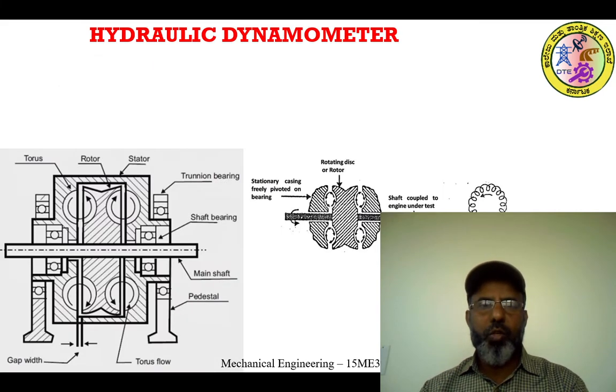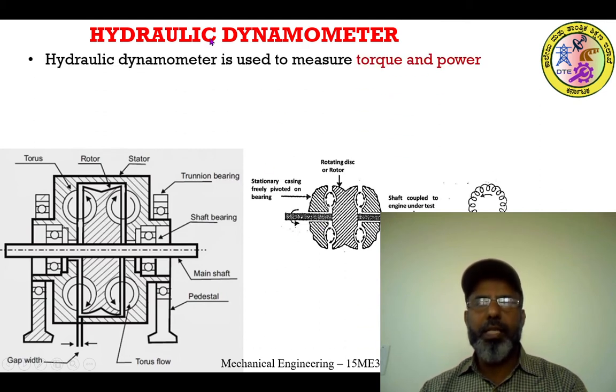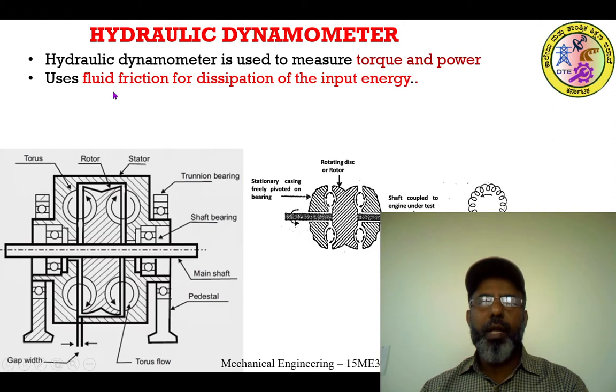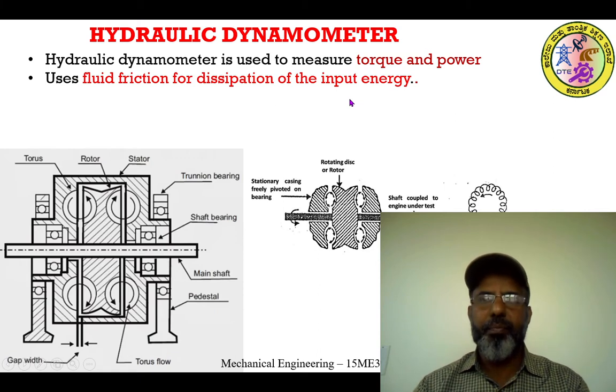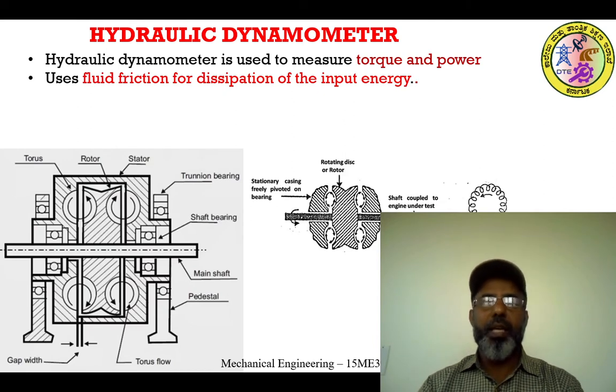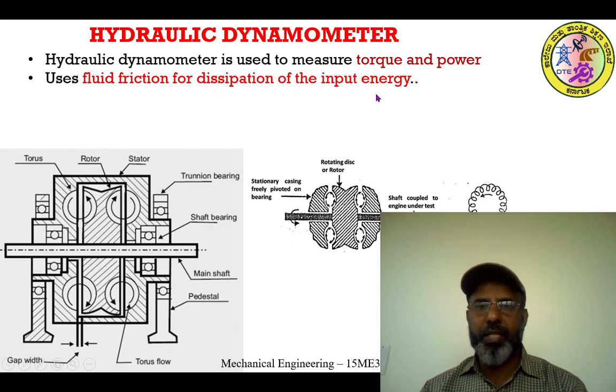Now coming to today's topic, hydraulic dynamometer. This hydraulic dynamometer is a device which is used for the measurement of torque and power. This hydraulic dynamometer uses fluid friction for dissipation of the input energy. In the last class, we have discussed the Prony brake dynamometer, which uses mechanical energy, heat energy for the dissipation of the energy. Here, hydraulic dynamometer uses fluid friction for dissipation of the input energy.